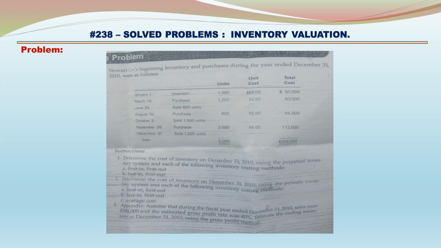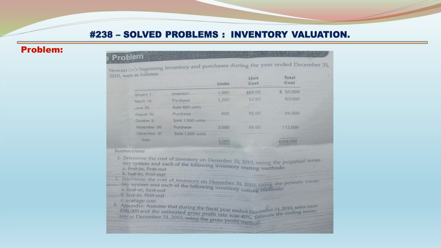October 5, sold 1500 units. November 26, purchases 2000 units at the rate of 56 per unit, total cost 112,000. December 31, sold 1000 units. Total units purchased 5000, total cost of purchase 269,000.